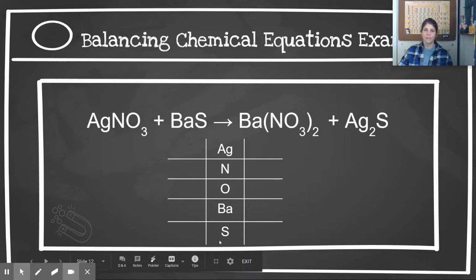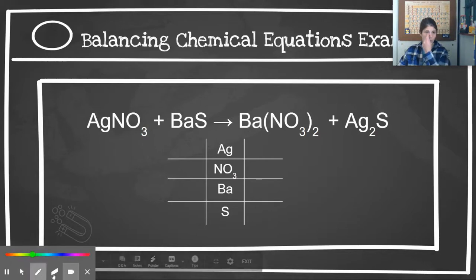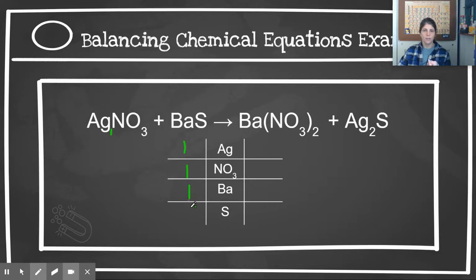When we keep track of our elements, we've got Ag, N, O, Ba, and S. But if we treat NO3 like the polyatomic it is, we can just put it in one box. You can only do this for polyatomics. So I can just stick NO3 together in a box. So N and O came together. When I'm trying to balance this now, I have one Ag, and I have one NO3, one of that NO3 group. I've got one Ba and one S.